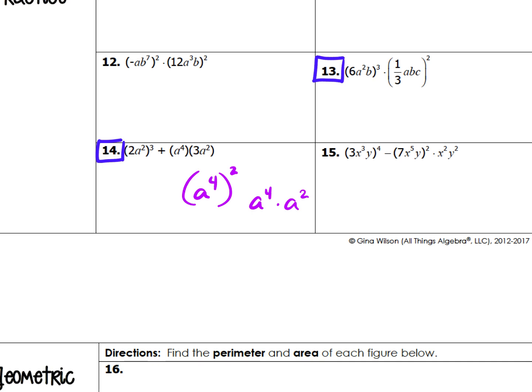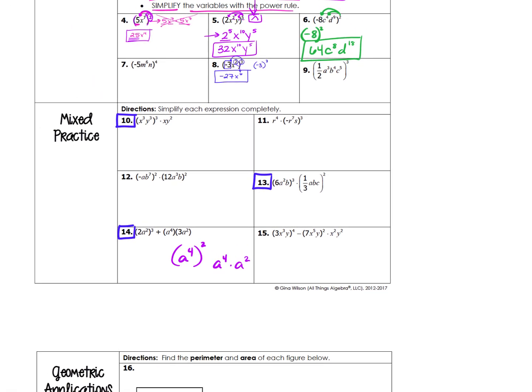Oh wait, 14. You said to add them right after. That's good, except these are like terms. When you add, you have to keep your like term. This is like saying 8 apples plus 3 apples. So it's still a to the 6th. Yes, I have an 11a to the 6th. Yep. Okay, let's look at number 10.